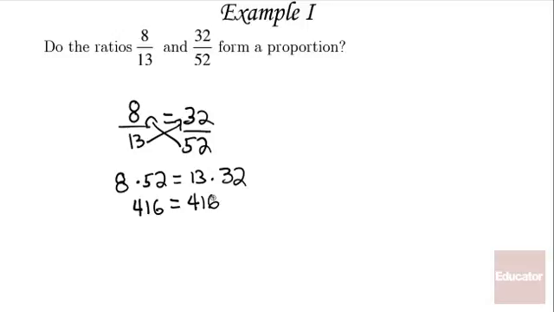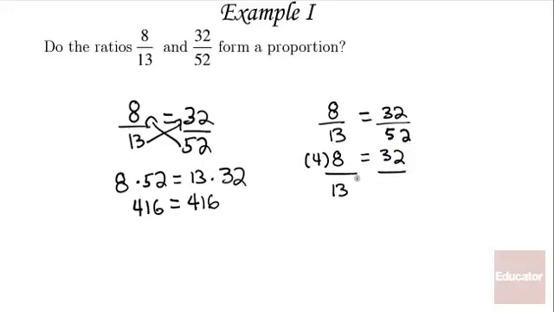But there's a second way to handle this. In this example, we found the cross products, and they were equal, so it is a proportion. Another way to look at it is to look at the relationship between the numerators and denominators of the two sides of the equation. Think about how 8 is related to 32. Actually, 8 times 4 is 32.